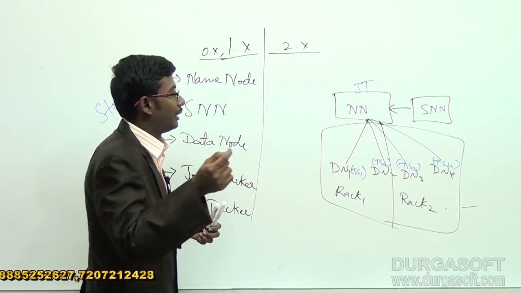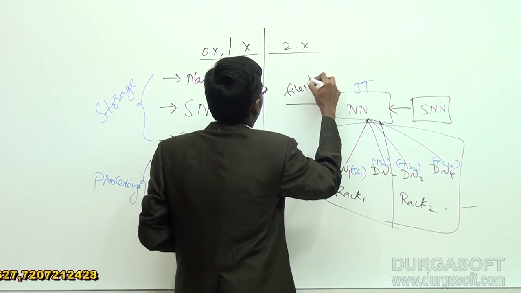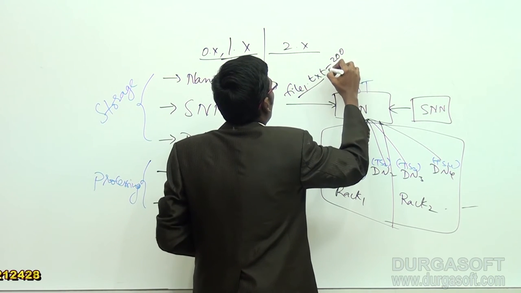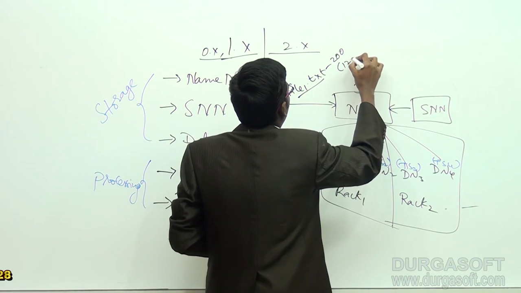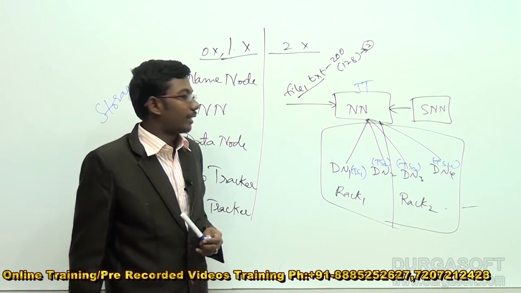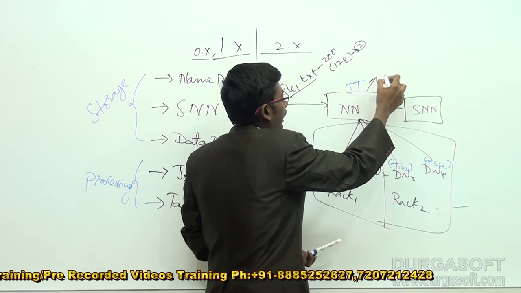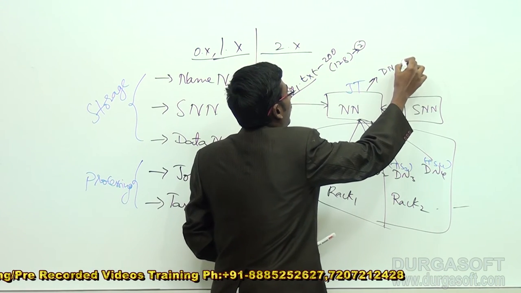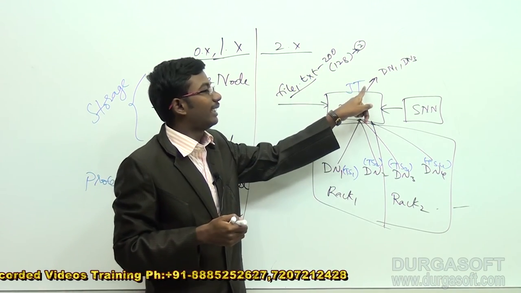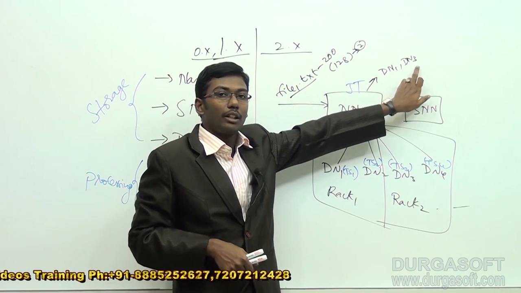Suppose let's have a simple example: accessing information about file1.txt. As we already discussed, it holds 200 MB, so how many blocks do we need? Suppose the block size I am taking as 128, we need two blocks. Suppose we consider any one of the blocks. From the metadata, it fetches the information that the data is held in data node 1 and data node 3. After finding these, the job tracker will assign the task to the task trackers residing in data node 1 and data node 3.